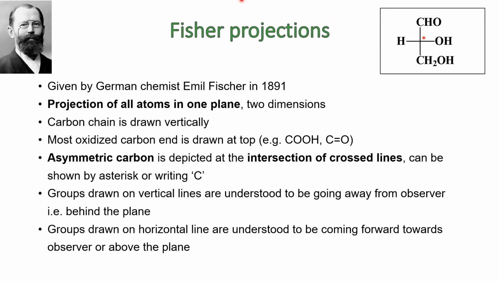Lastly, we have Fischer projections, which were given by Emil Fischer in 1891, and this is the simplest of all, easy to draw. You can draw the molecule in 2 dimensions on simple paper. So here all the groups are drawn in one plane and the carbon chain is drawn vertically so that the most oxidized carbon atom is at the top rather than at the bottom.